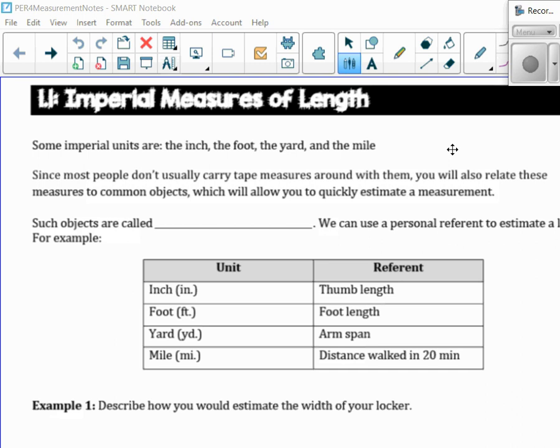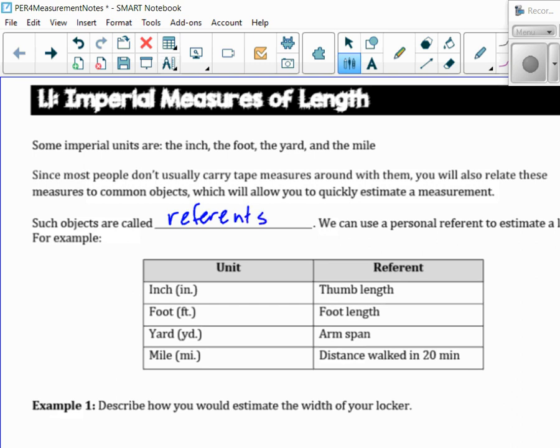Units are the inch, the foot, the yard, and the mile. Have you heard of these? Since most people don't usually carry tape measures around with them, you'll also relate these measures to common objects, which allows you to quickly estimate a measurement. Such objects are called reference.